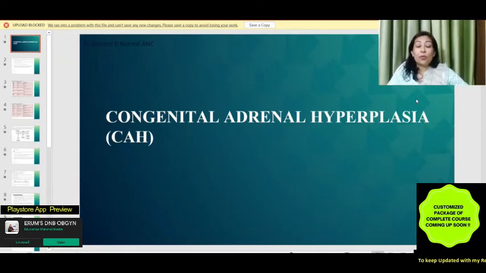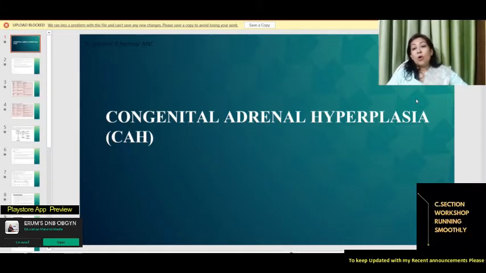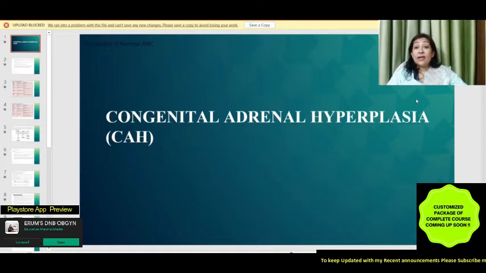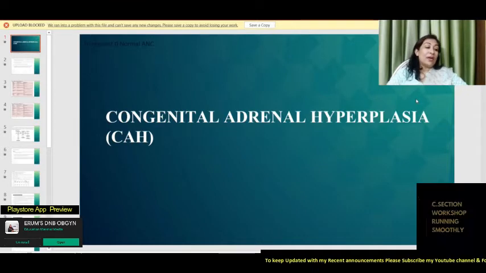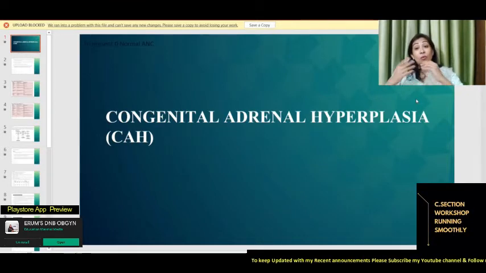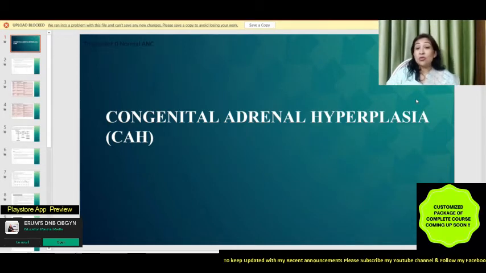In fact, this is a very important topic to be known by postgraduate students because congenital adrenal hyperplasia can be asked when you have a case of precocious puberty or pubertal aberrations. It can be asked in virilizing disorders or hirsutism also, and it's not a very comfortable topic for students I've seen, because every time that I've questioned people, they try to avoid these kind of endocrinal disturbances, and that's where your examiners tend to catch you.